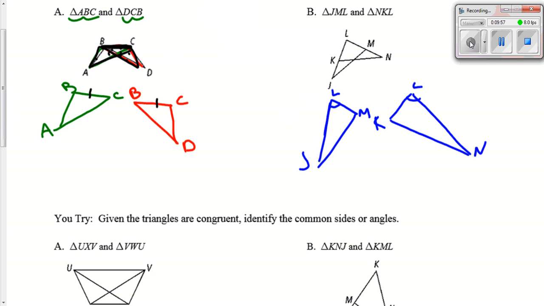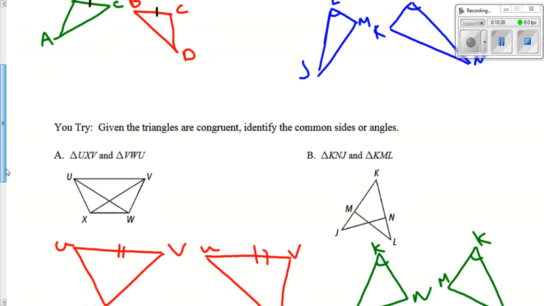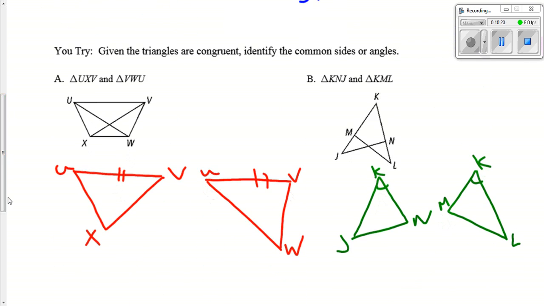All right, so in this one I had to separate JML and NKL. JML, and NKL. All right, which I did. I drew them. The only thing they have in common is that angle L. Nothing else can I determine right now is congruent. Any shared sides, or any shared angles. Just L. They share the top. All right, at the bottom, common sides or angles, UXV. So it helps if you draw it and trace it in the original diagram, and then you can look at what you're breaking down. And VWU. And the only thing they share is this side UW. Okay, we don't know anything else about any angles or sides. Nothing else is given to us.